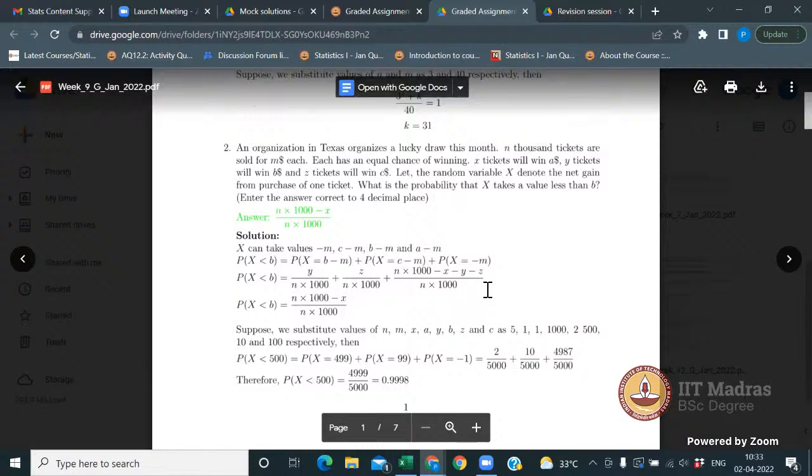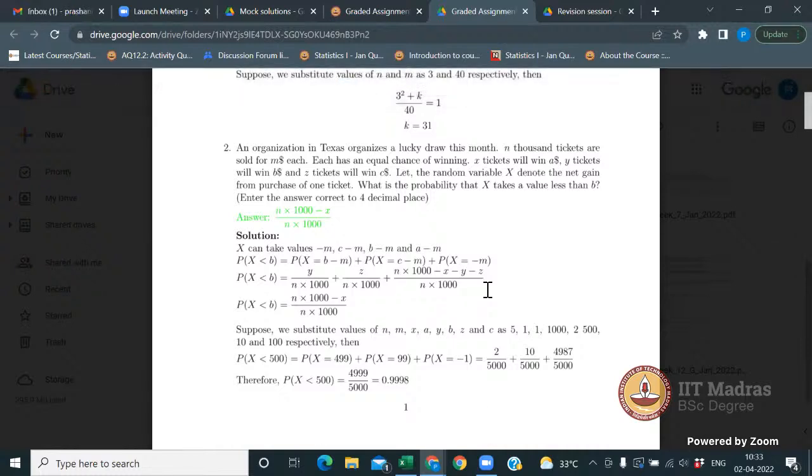See. In an organization, there is a lucky draw this month, and 1,000 tickets are sold for $M each, right? So can you tell me what is the net gain? Net gain means profit minus loss. That is the sales he is making. He's selling it for $M.